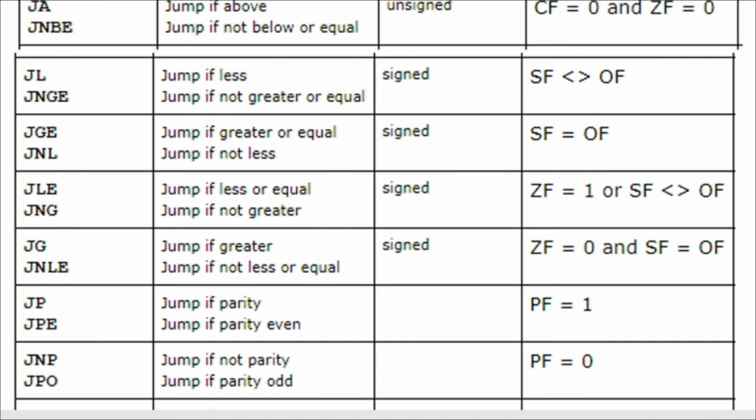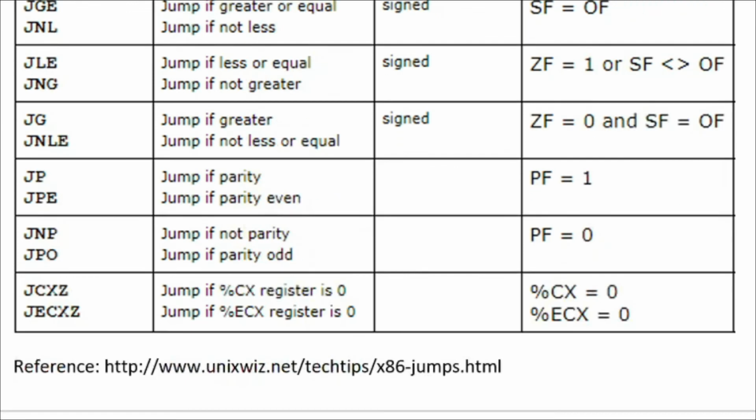Okay? So jumping to parity, so JP and JPE, jump if parity even, is triggered when PF is equal to 1. Remember, we said that parity is triggered if there are even number of ones. And their counterpart, jump if not parity and jump if parity odd, is triggered when PF is equal to 0.